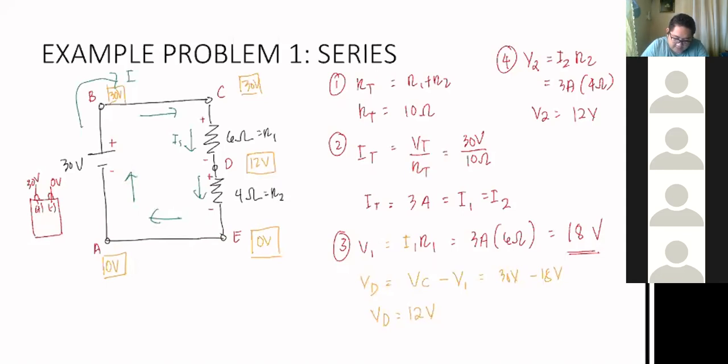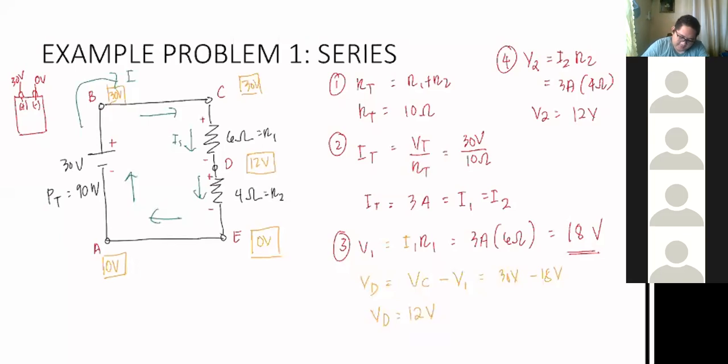Anong kasunod? Kasunod is kunin natin yung power natin sa lahat ng place natin. So, una halimbawa is yung power natin dun sa battery, which is yun yung total natin. Ano yung value ng power natin dun sa battery? Power again is I times voltage. So, ano yung I total natin? 3 amperes times 30 volts. Okay? So, we have 90 watts.